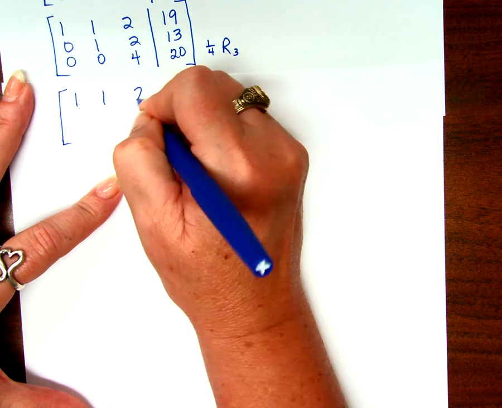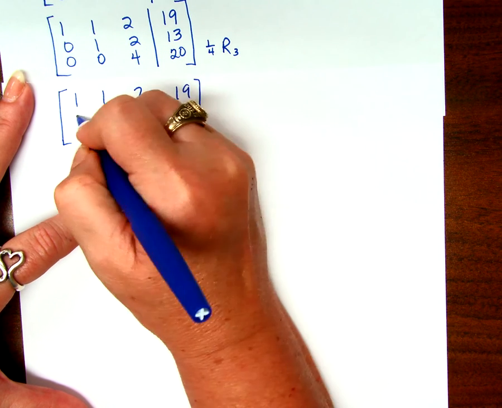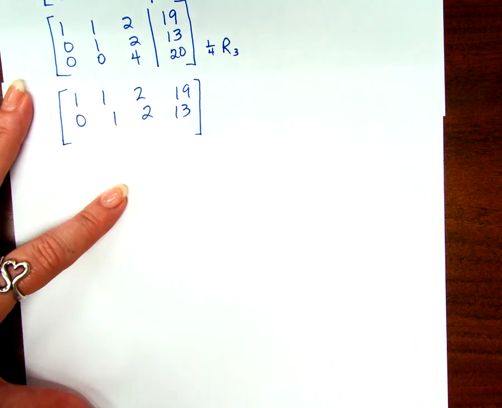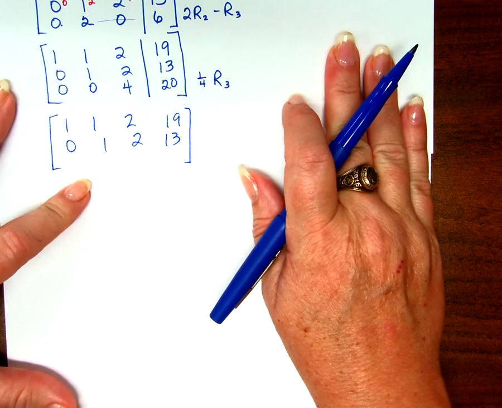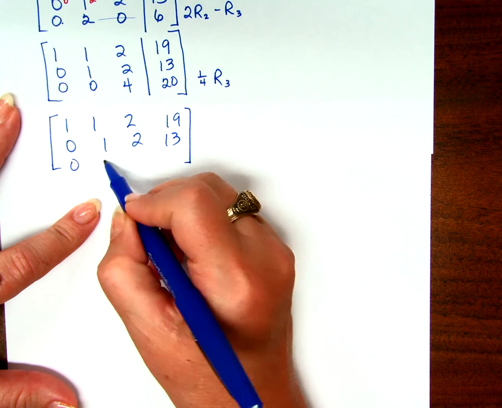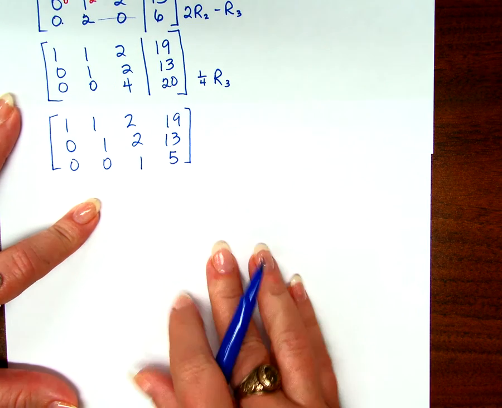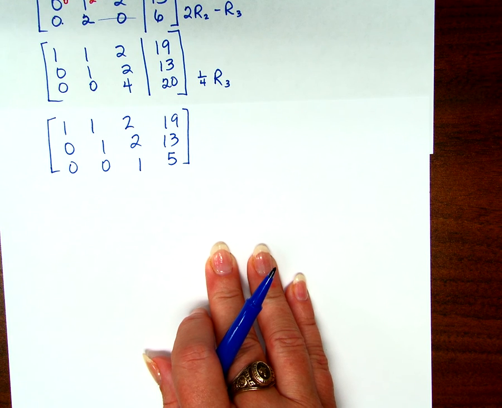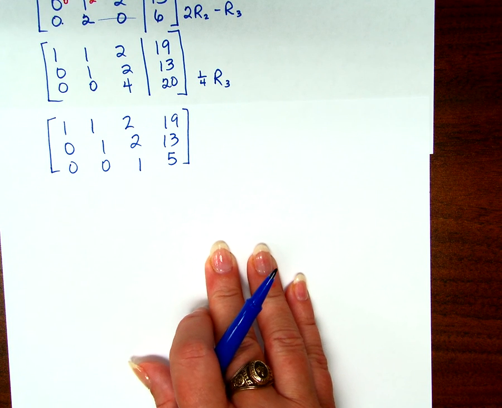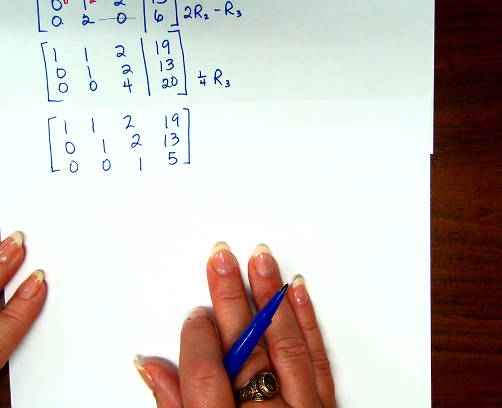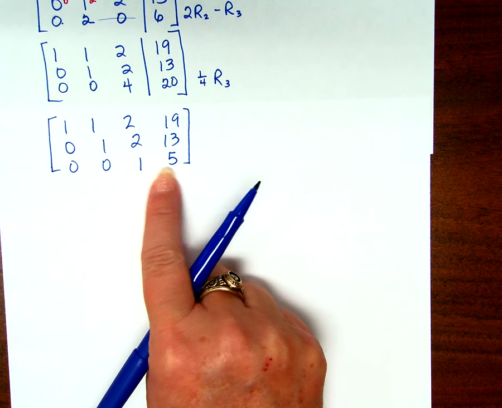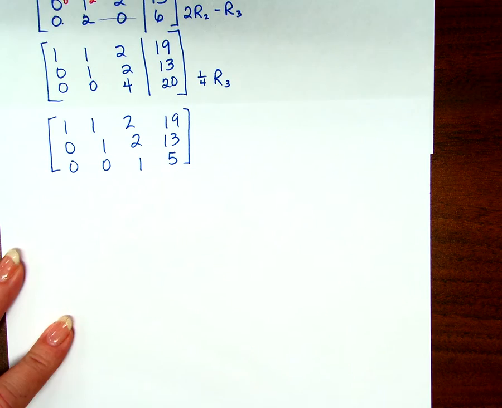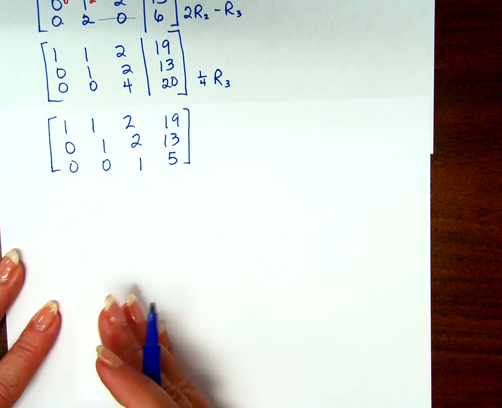1, 1, 2, 19, 0, 1, 2, 13. If I'm multiplying the last row by 1/4, I get 0, 0, 1, 5. Now that's good for us, isn't it? Why is that good for us? Do I know what z is? What is z? 5. And so if we're using Gaussian elimination, we're done.